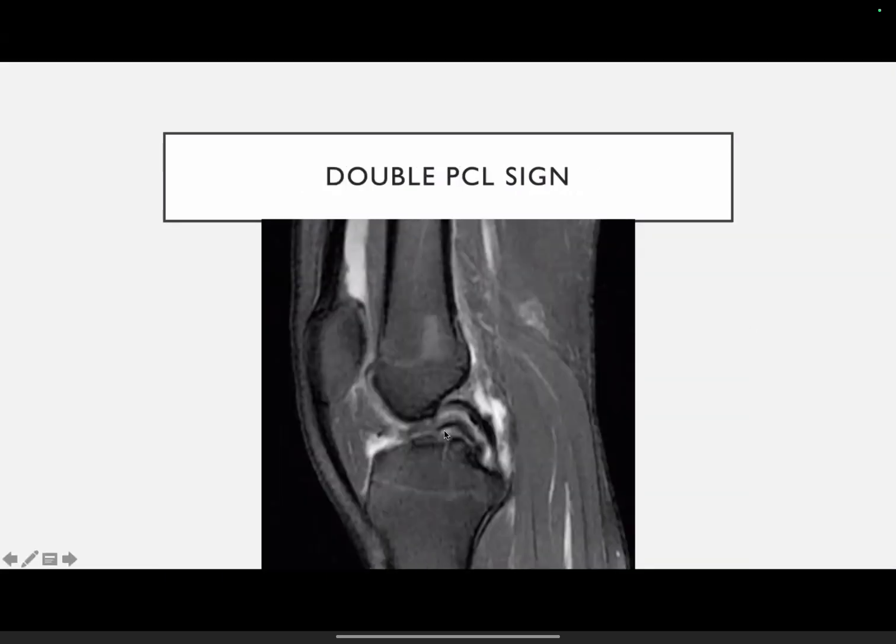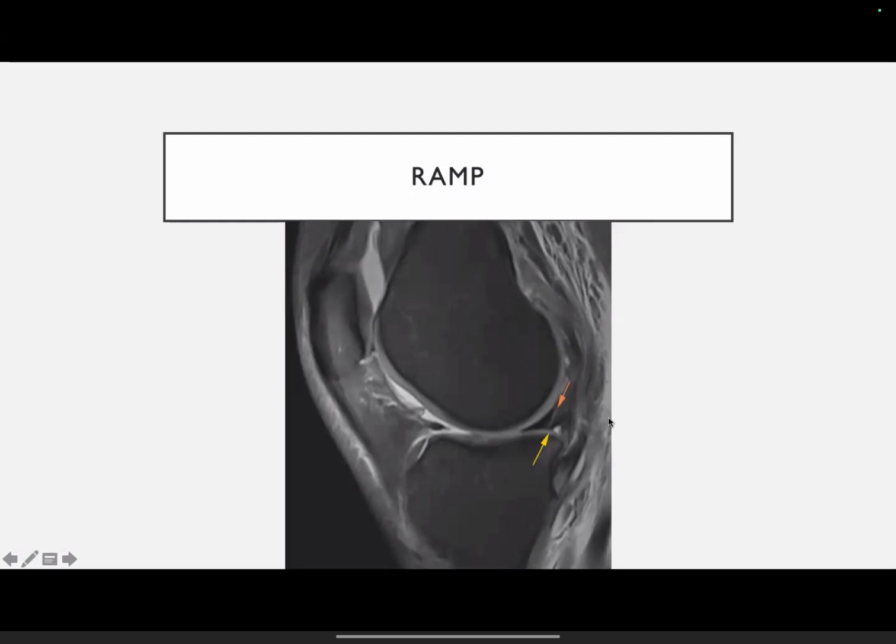So double PCL sign, as I said, is a case of an ACL tear with displaced meniscal tear, and this is the bucket handle fragment, giving a double PCL appearance, most commonly seen with ACL injury. Another thing which I wanted to tell is a ramp lesion. This is one of the most commonly associated, along with medial meniscal tears, a very commonly seen phenomenon and often missed in most of the daily reporting for the knee joint. So the ramp lesions are one of the most common sites of injury associated with ACL.